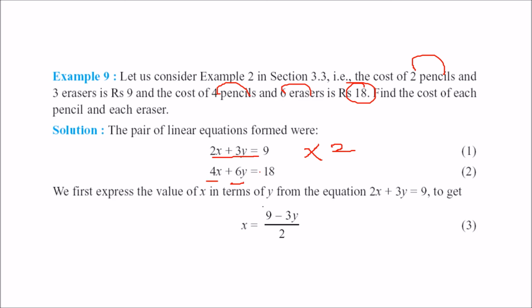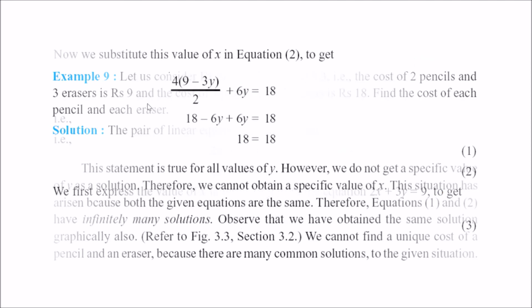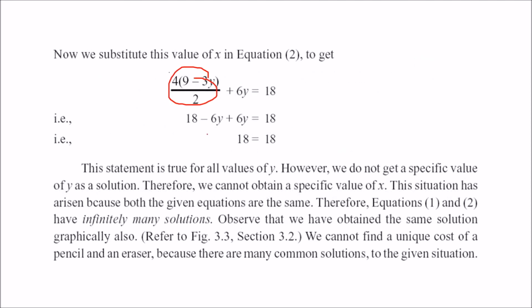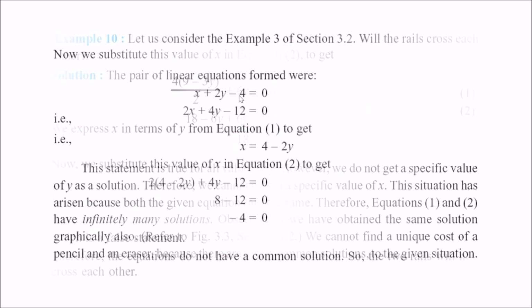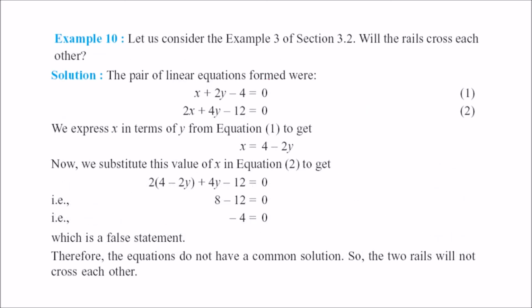But let us solve it by substitution. So we will take this one and place it here: 9 minus 3y, divided by 2. So x is 9 minus 3y by 2. Place it here in the second equation. So you get 18 equal to 18. So this statement is true. That means it will have infinitely many solutions, because they are both the same line. So if this kind of equation comes, that is, left hand side equal to right hand side, we say it has infinitely many solutions. One more example we are going to take.